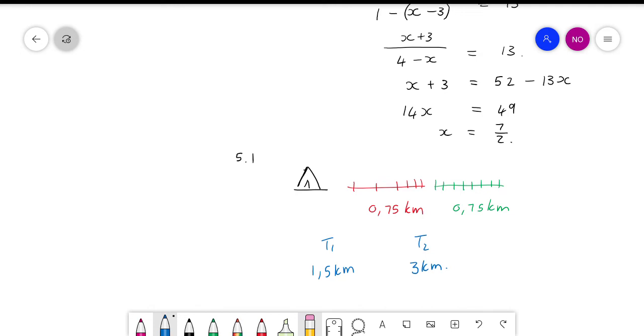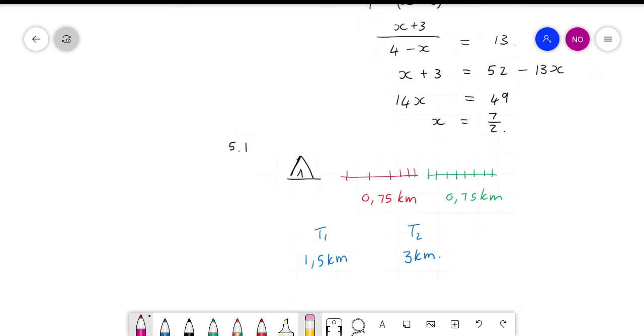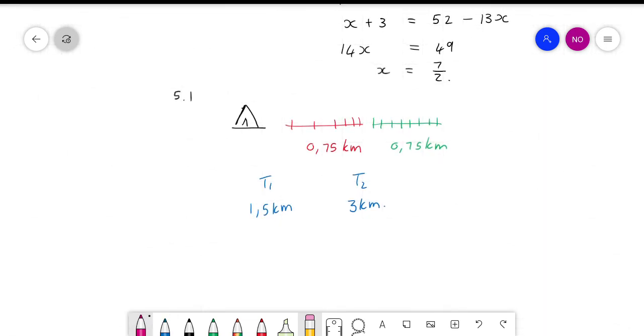Every day you add 1.5. So in other words, what type of a sequence does this form? Yes, so it's arithmetic.